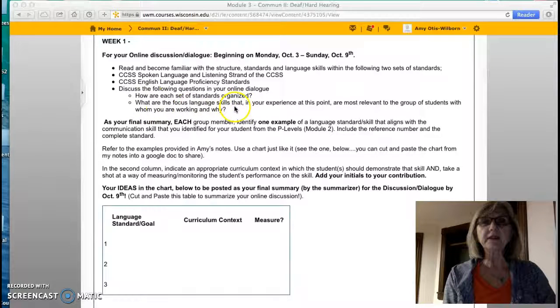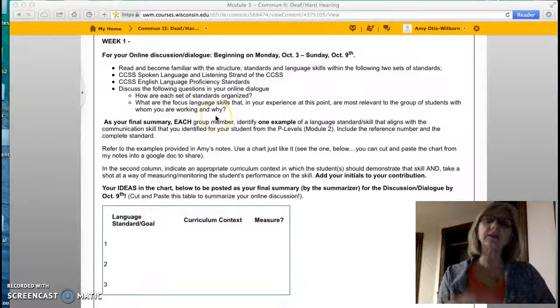What are some of the focus language skills that, in your experience at this point, are the most relevant to the group of students with whom you are working? So it really is just talking about the standards.